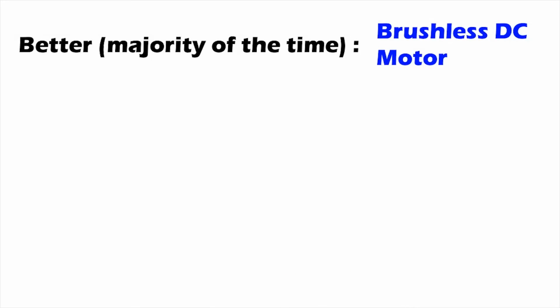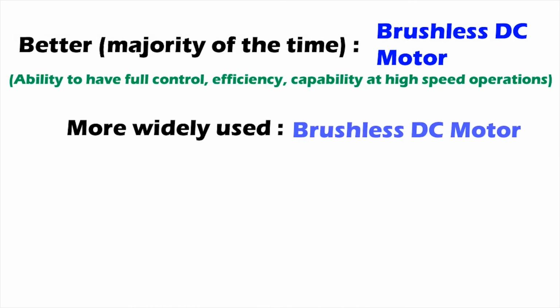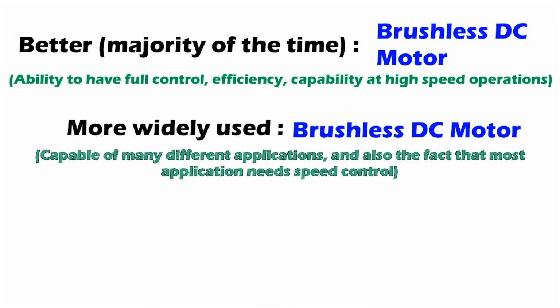In a nutshell, the motor that is better, most of the time anyway, is the brushless DC motor. This is concluded based on its ability to have full control over the motor's speed, torque, and acceleration, its efficiency, and its high-speed operation capability. The motor that is more widely used is, of course, the brushless DC motor. This is because it is capable of many applications and also because most applications require the speed control that only a brushless DC motor can provide as opposed to an AC motor.